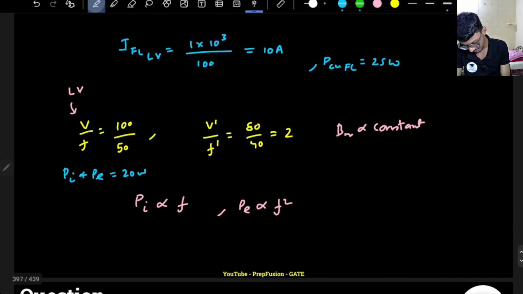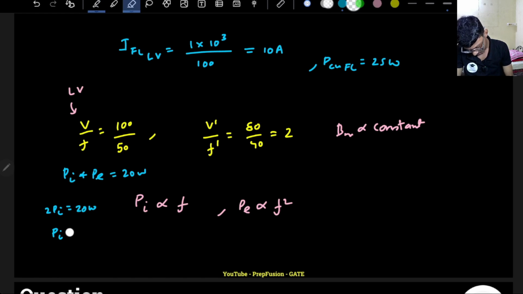So from here I can directly say, since both are the same and the total is 20 watts, Ph is 10 watts. Okay, so Ph I got as 10 watts. Pe is also the same, that is 10 watts only.